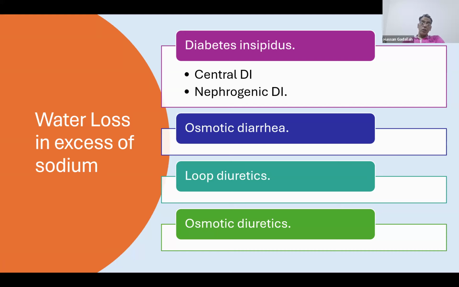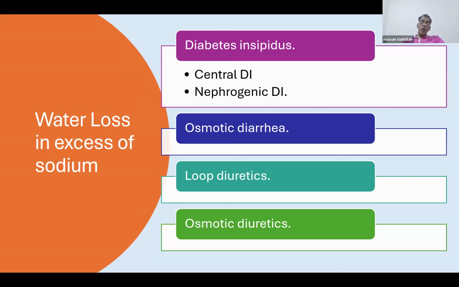So the loop diuretics is known to cause excretion of sodium and water, but usually the water loss is more than the sodium loss. So finally, there is net water deficit when we are using big doses of loop diuretics as well. The fourth one is the osmotic diuretics.